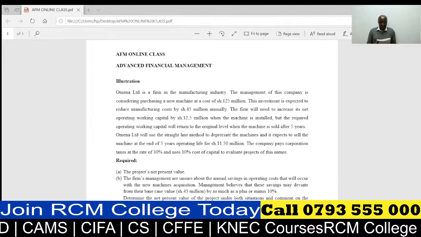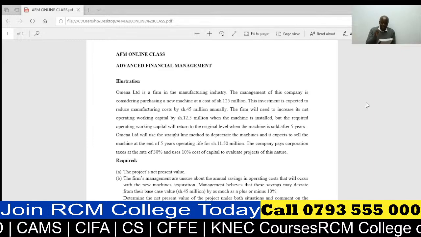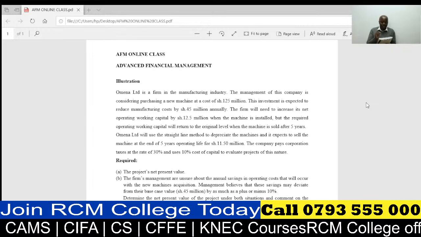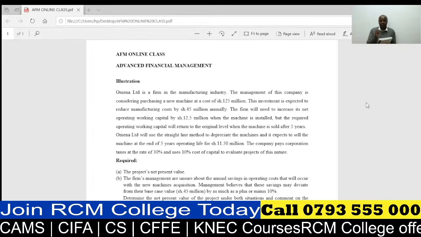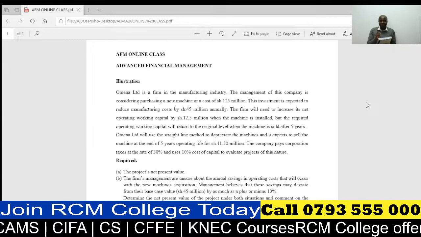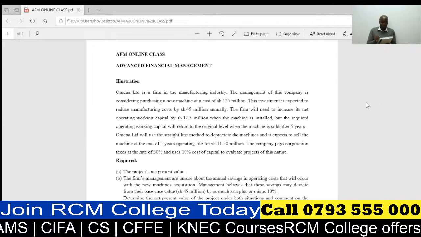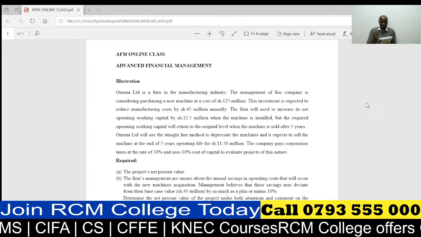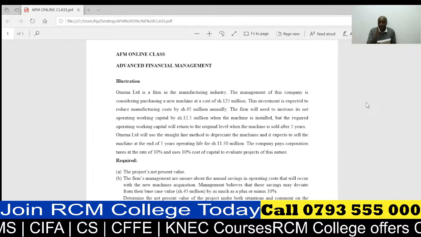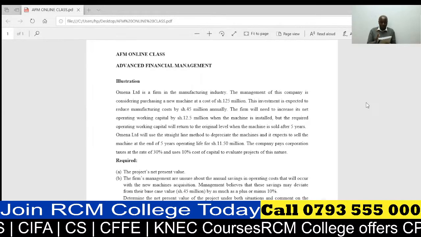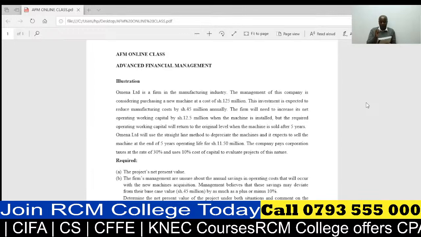Omena Limited is a firm in the manufacturing industry. The management of this company is considering purchasing a new machine at a cost of 125 million. So the cost of the machine is 125 million. This investment is expected to reduce manufacturing cost by shillings 45 million annually. So the investment is expected to reduce manufacturing cost by shillings 45 million annually.